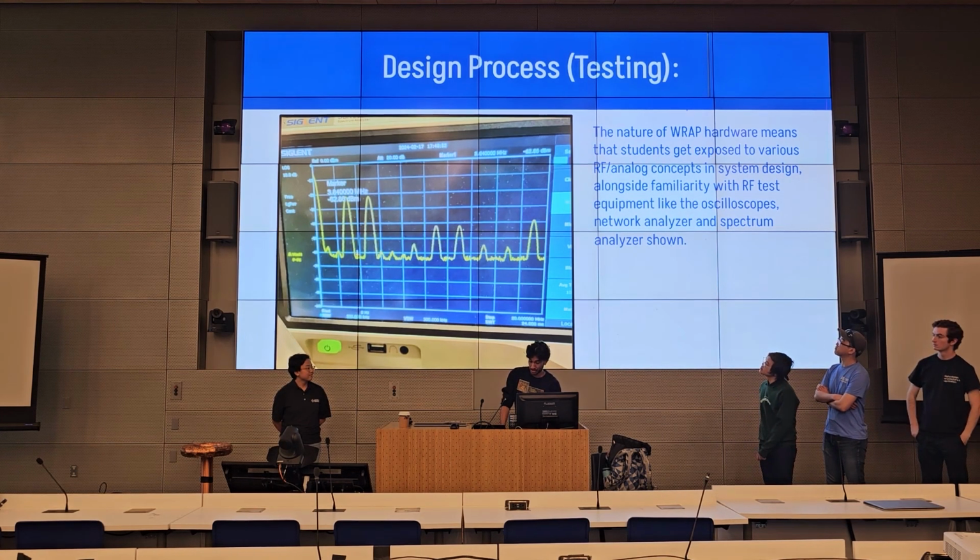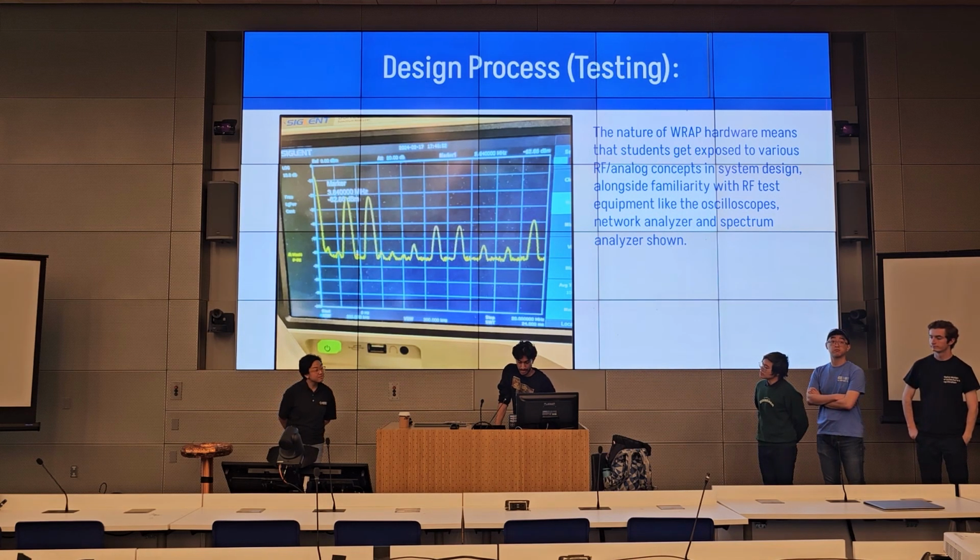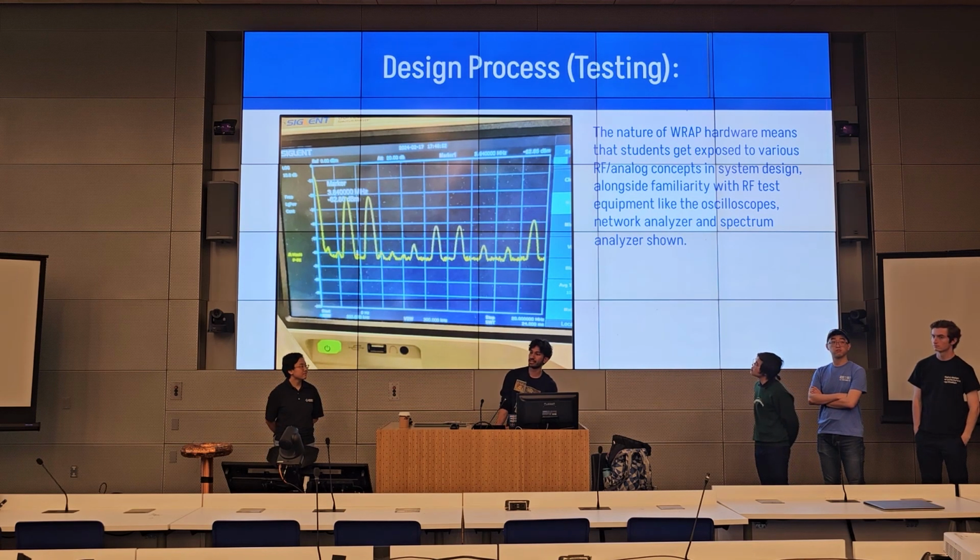So yeah, you get exposed to various parts of RF and analog design alongside system level design, and again, getting used to oscilloscopes, spectrum analyzers, and network analyzers is very, very pivotal for anyone who actually wants to pursue any sort of hands-on electrical engineering field. Numerous times I've had people ask me, how do you use a network analyzer, how do you use a spectrum analyzer? And, well, I wouldn't know how to do that without RAP. So, very useful experience.